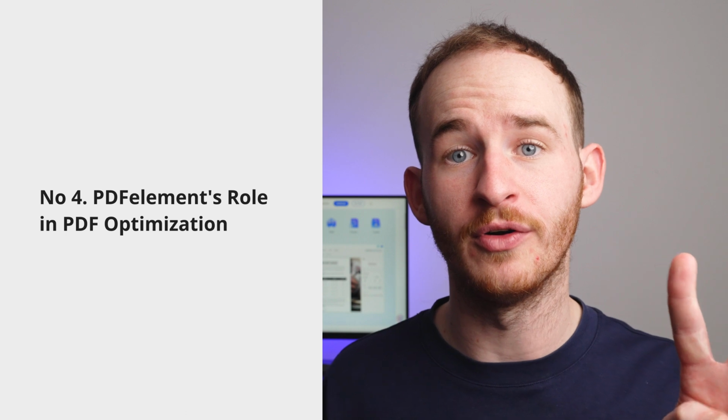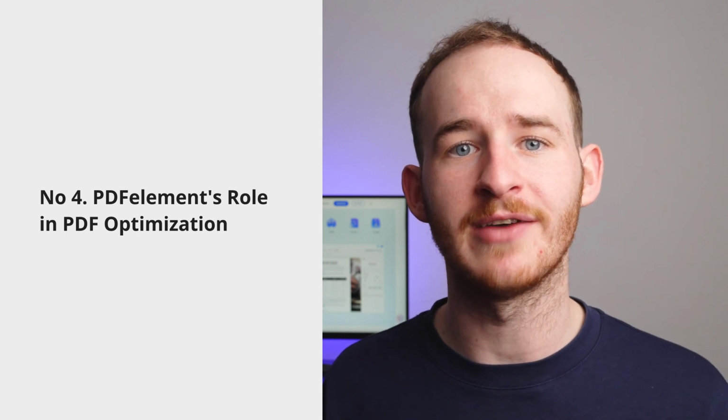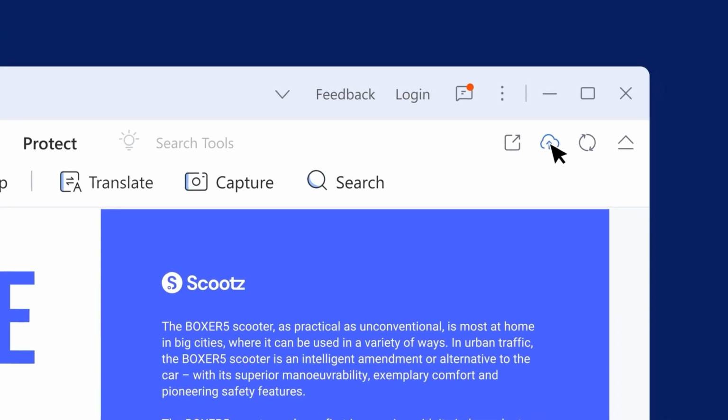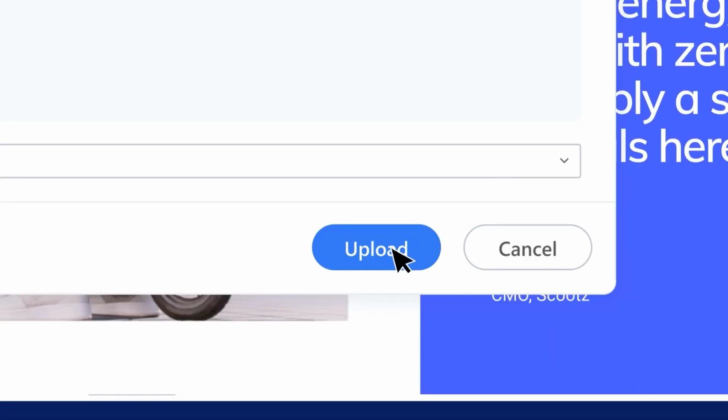So, part 4, PDFelement's role in PDF optimization. If you work with PDF articles, scientific papers, reports, or contracts, you may have noticed that the text in these documents is often non-editable. This might be a problem when you need to copy its information to paste it into ChatGPT's input field. PDFelement is a software tool that helps you work with PDF files, and it has a native function that will help you overcome this problem. Let me show you how.